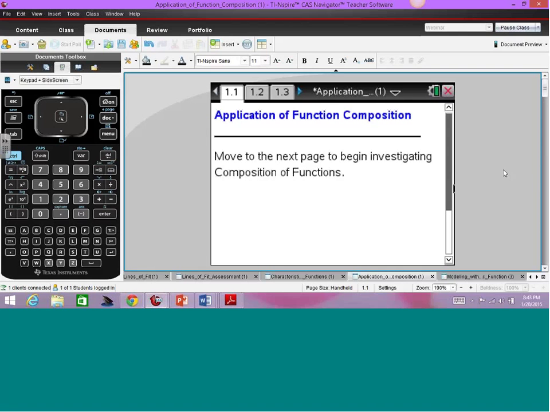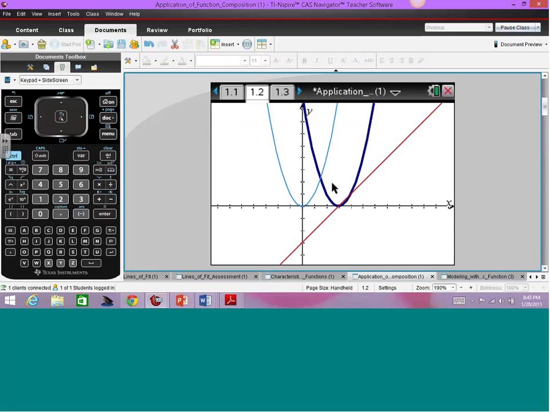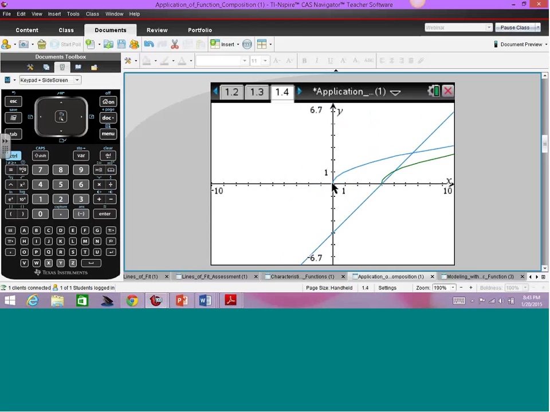So the lesson begins by looking at the graphs of x squared and x minus 3, and then looking at the composition of those two functions as (x minus 3) squared. Okay, so you're looking at the two original functions and then the graph of the composition. They do this a few times with one linear and then a nonlinear.